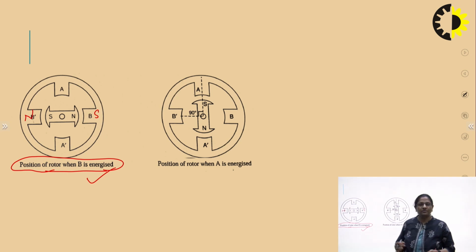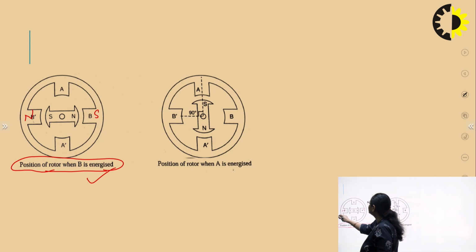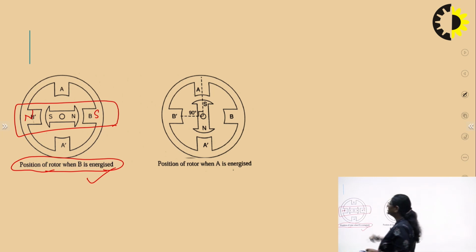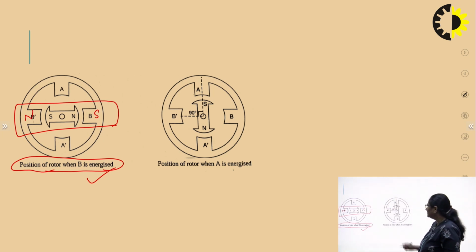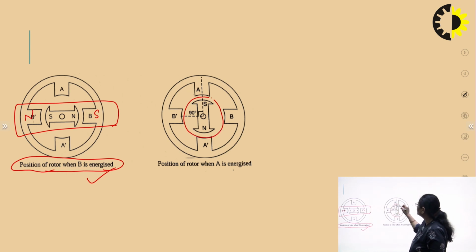So the rotor, wherever it was previously, has aligned itself with the stator magnetic poles, and this is the equilibrium condition, or the condition of stable rest for the rotor. Now let us consider another case where the position of the rotor is this.